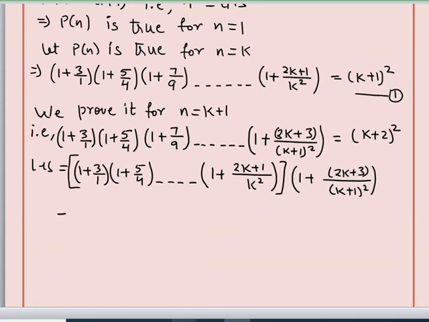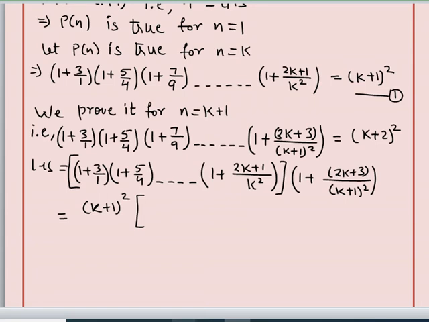Now, if we use equation 1, then you will find the product of these terms is known to us. What is the product of these terms? It is (k+1)². Fine. And then this entire thing is getting multiplied with this expression. Simultaneously, we will solve this also.